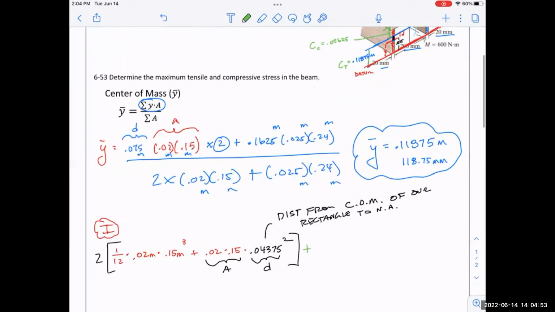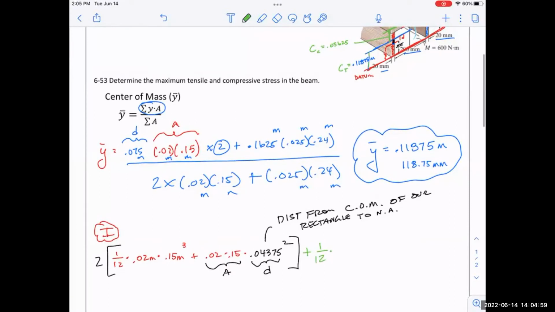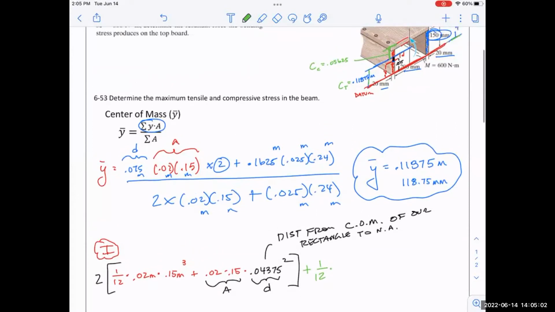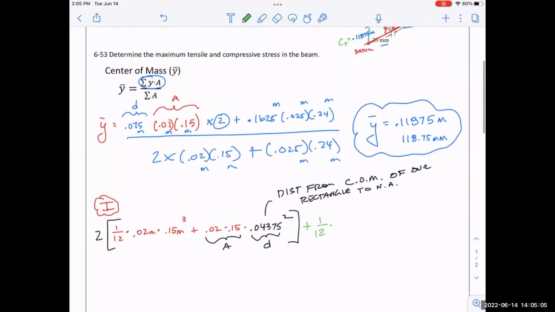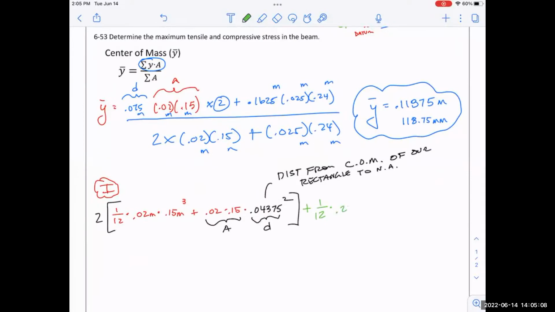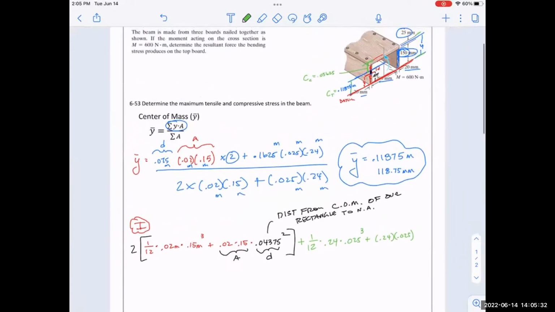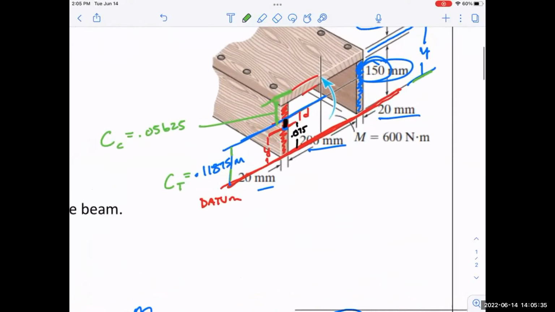Okay, so let's keep adding. Let's add that top. So again, you start out with the 1/12 BH cubed number. And I'm going to start being lazy again and leaving out all the meters for this stuff. So the width of that thing we said was 240. So that's 0.24. That's the small one. And then the height of it is 0.025 because it's 25 millimeters. But remember, that's cubed. So there's the 1/12 BH cubed number. And then plus the area of that shape times distance again. So area 0.24 times 0.025, and then times the distance, but the distance is not 0.0625. What's the distance?